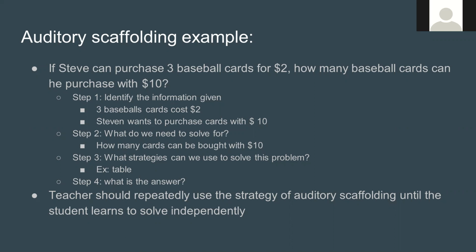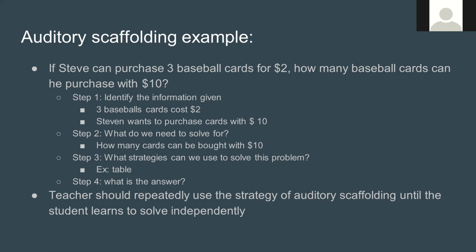So first you're going to tell your student, okay, step 1, identify the information given. The student should be able to identify 3 baseball cards that cost $2. That's what's given. And then Steve wants to purchase cards with $10. And then what do we need to solve for? Okay, how many cards can be bought with $10? And then what strategy can we use to solve this problem? For example, a table. And step 4, what is the answer?